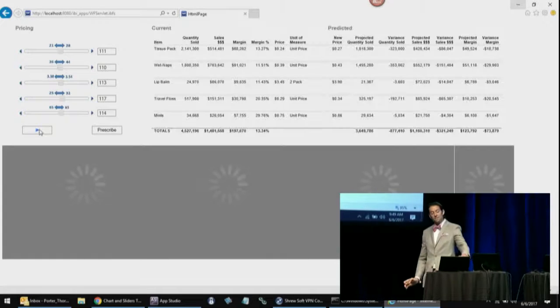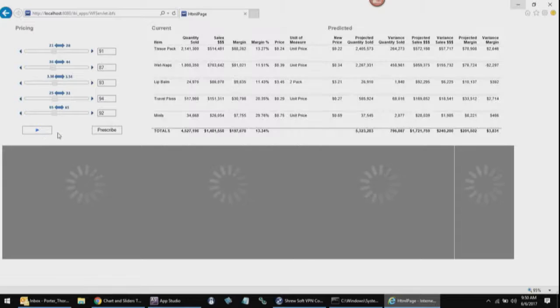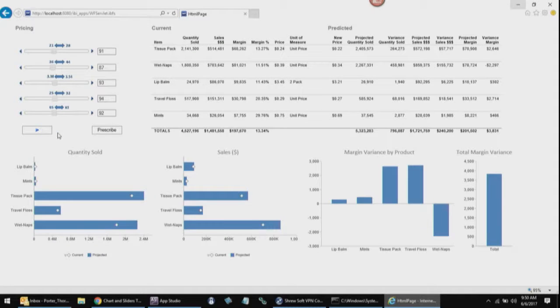I've got some graphs to help us understand this. The diamond is the actual, and the bar is the predicted. The model hates a price increase, predicting a decrease in units sold and sales and margin. What does the model think about a slight decrease in the price of these products? And we can just mix and match, do any sort of combination with these sliders. The model loves a price decrease, okay? But I'm just kind of guessing here with the sliders.